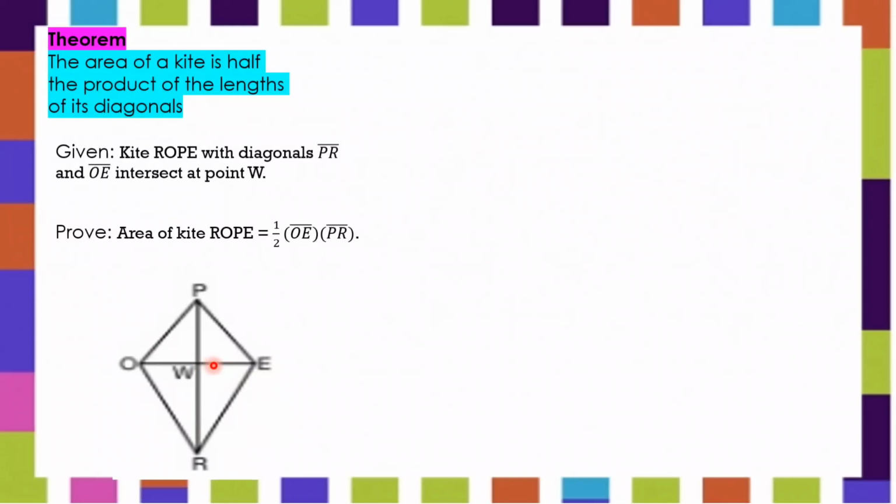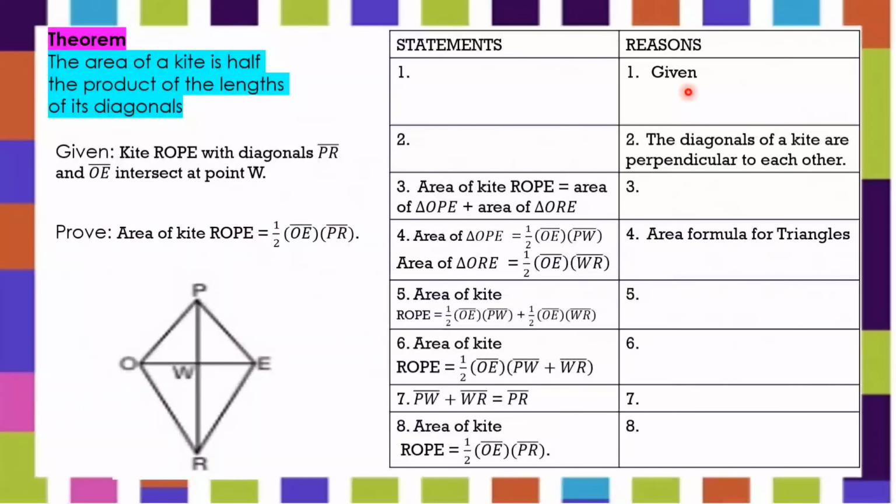So, let's try to prove that the area of this kite is half of the product of the diagonals OE and PR. Okay? So, let's have this proof. So, for number 1, let's have the given. Kite ROPE with diagonals PR and OE that intersect at point W. Okay, given natin. Next, the diagonals of a kite are perpendicular to each other. So, yun yung isang theorem natin. So, we can say that PR is perpendicular to OE. Itong dalawang diagonals na to.